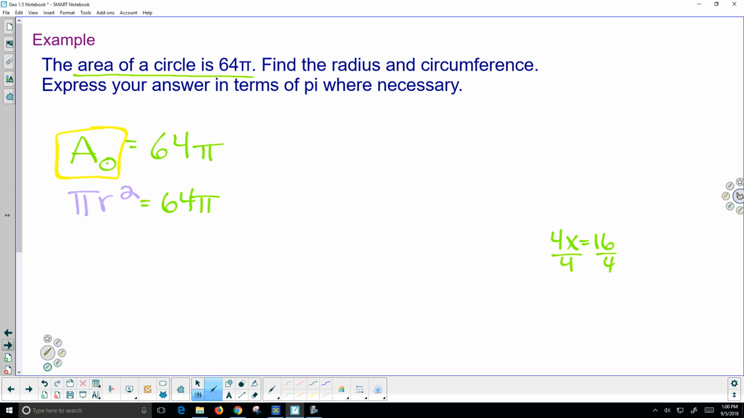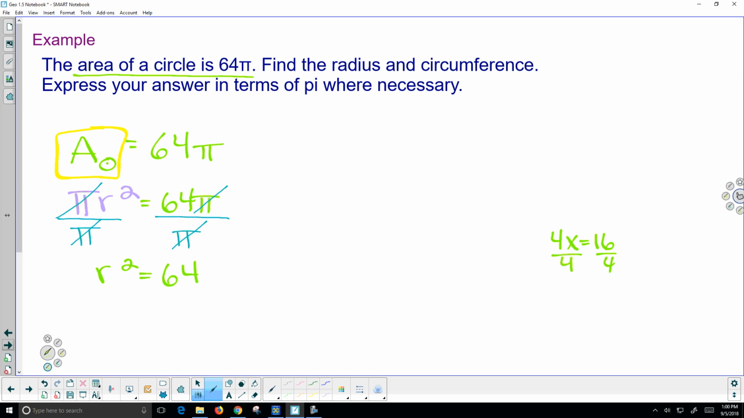In this case over here, we don't have 4, we have pi, but it is just a number. So I'm going to divide both sides by pi because I can do that. It's just a number. All right, pi divided by pi is 1. Anything divided by itself is 1, which means I get to cancel these guys out here and here. And what I'm going to be left with is r squared equals 64.